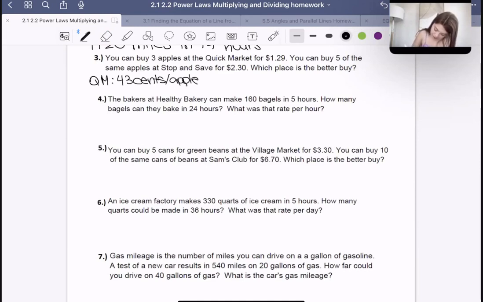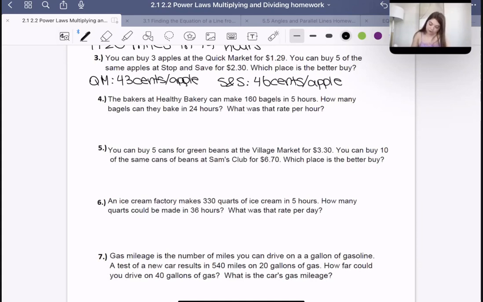Per apple. Now, what about Stop and Save? Well, hopefully they're actually getting you to save money. Otherwise, their title is interesting. But let's see. $2.30 for 5 apples. So 2.3 divided by 5 is actually 46 cents per apple.